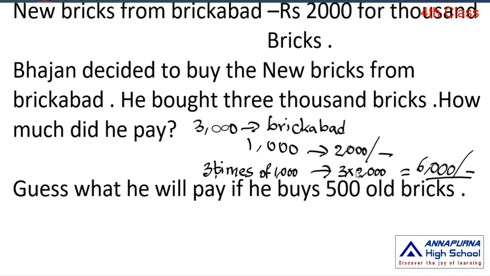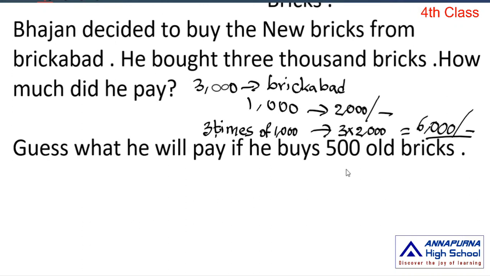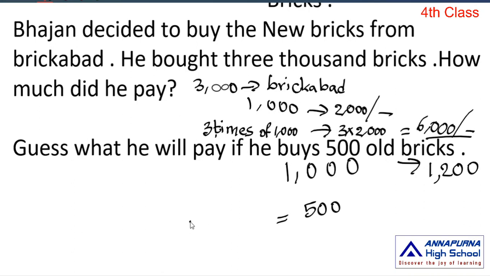Okay children, come to the next question. Guess what he will pay if he buys 500 old bricks. So what is the cost of old bricks, ma? 1000 bricks are how much? 1200 rupees. And he said to do this without writing. So just apply simple logic. What did he ask? He asked 500 bricks. So 500 is half of 1000. Just half of 1000 is 500.